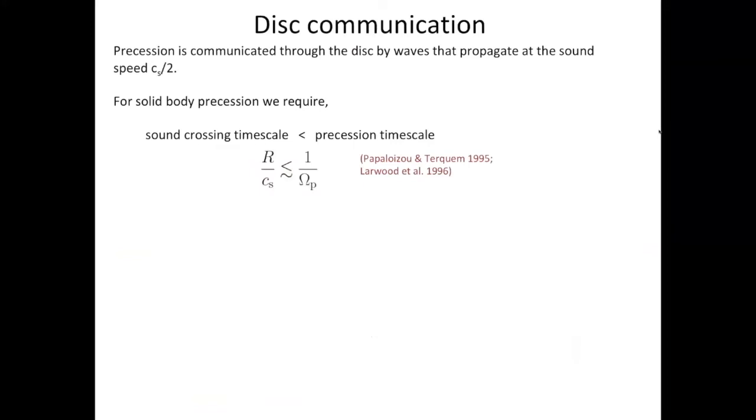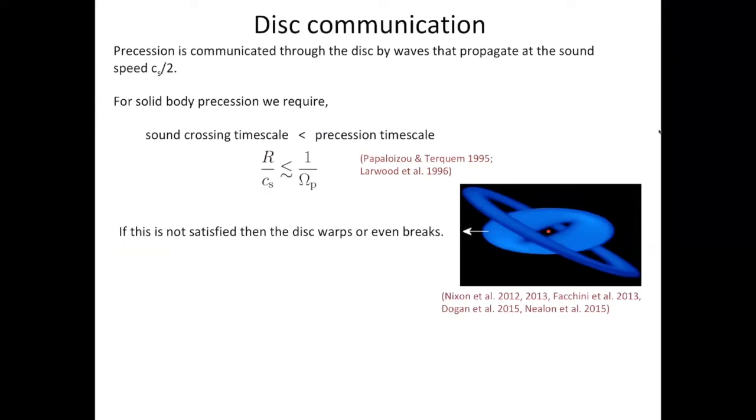However, the precession is communicated through the disk by waves that propagate at half the sound speed. So in order for the disk to precess as a solid body, we require the sound crossing timescale of the disk to be smaller than the global disk precession timescale. If this condition is not satisfied, then we get disk warping or potentially even disk breaking.